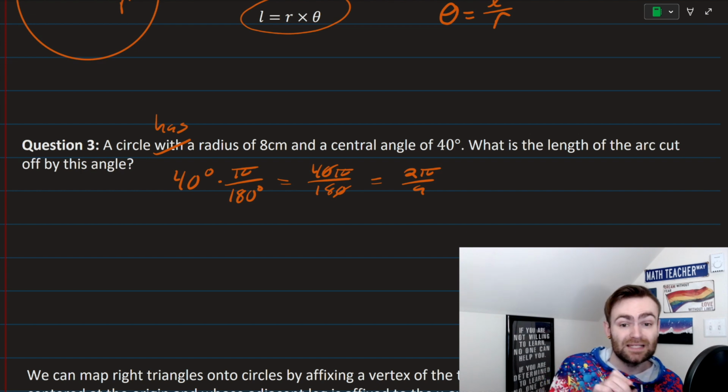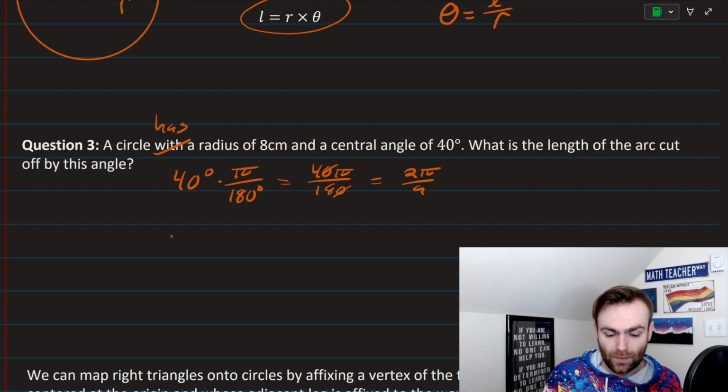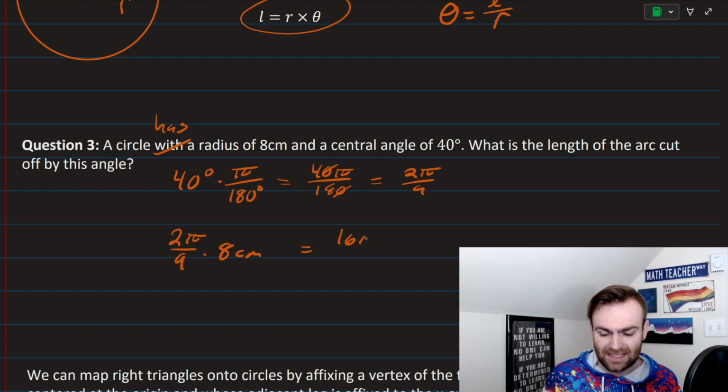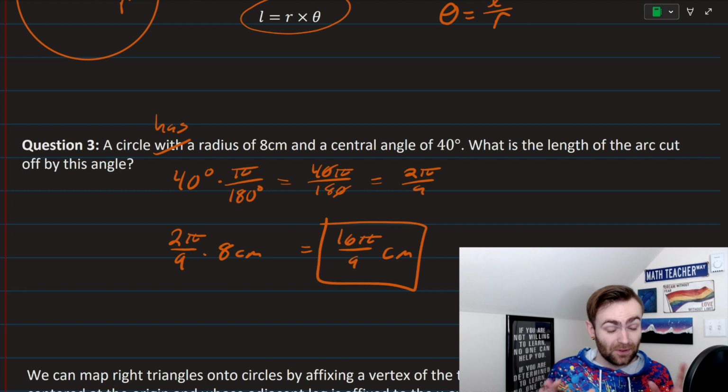Now we're going to multiply this by the radius. So we have 2 pi ninths times 8 centimeters. Nothing's going to cancel here. So we're going to end up with 16 pi over 9 centimeters as our answer. It might look ugly as a fraction, but it's far easier and nicer to keep it as a fraction because we're going to have a decimal that repeats forever, so might as well keep it as the fraction.